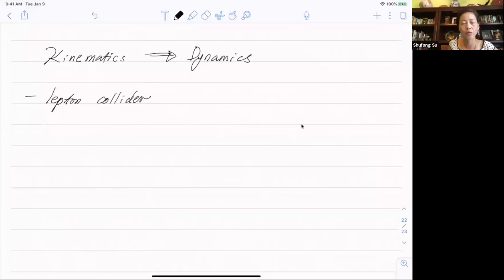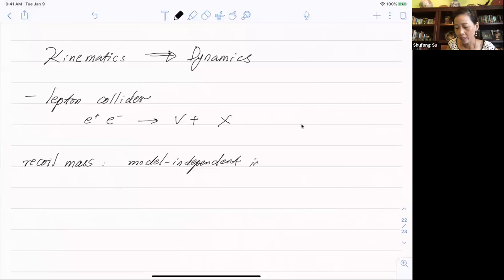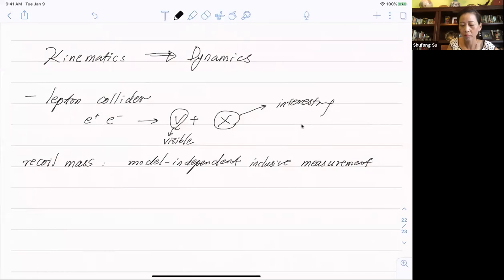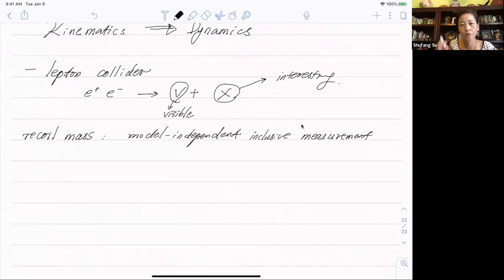One extremely, extremely useful kinematic variable is something called recoil mass, okay? And what that is, it's actually model independent. We like something model independent because that means you can apply it to anything. It's an inclusive measurement. Inclusive means we don't even care about a particular final state, okay? So let me give you one example, like e+ e- goes to something visible plus X, where X is our interesting events. Based on what we observe for the visible part, the recoil mass actually tells us the mass of this new thing, the X, that is being produced.